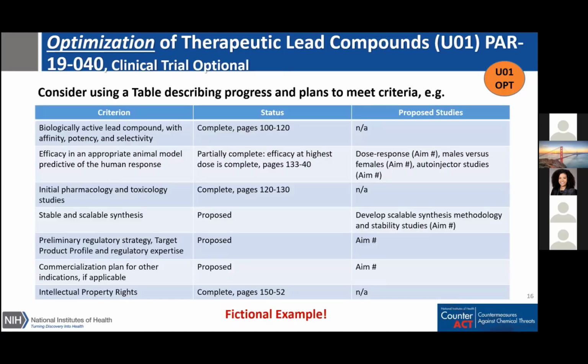For these applications, addressing each of these criteria, perhaps in a table form, is helpful. A fictional example is presented here where you can see each criteria has been addressed and feature the status, such as complete or proposed, and where to find the proposed studies in the application. This serves as an excellent reference point in often long and complex applications.